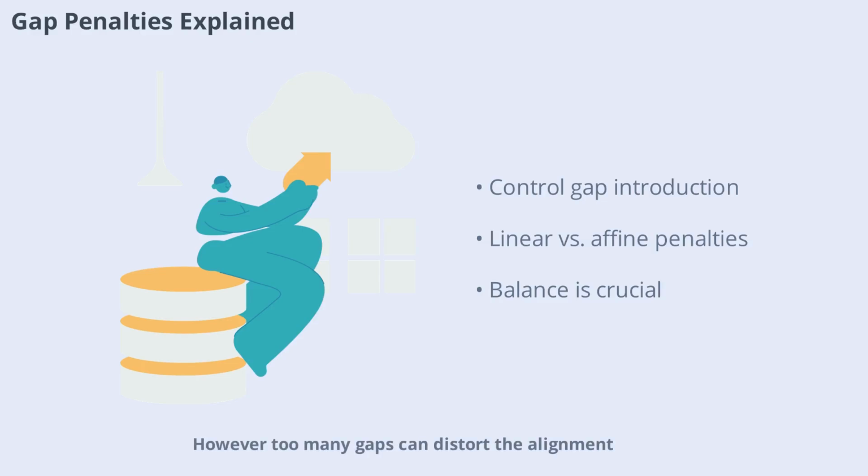Gaps are introduced in alignments to account for insertions or deletions. However, too many gaps can distort the alignment, so gap penalties are used to discourage excessive gap introduction. There are different types of gap penalties, such as linear and affine, each with its own advantages. Setting appropriate gap penalties is a balancing act. Too high and you miss real insertions, too low and you get meaningless gaps. Fine-tuning these parameters is key to high-quality alignment.